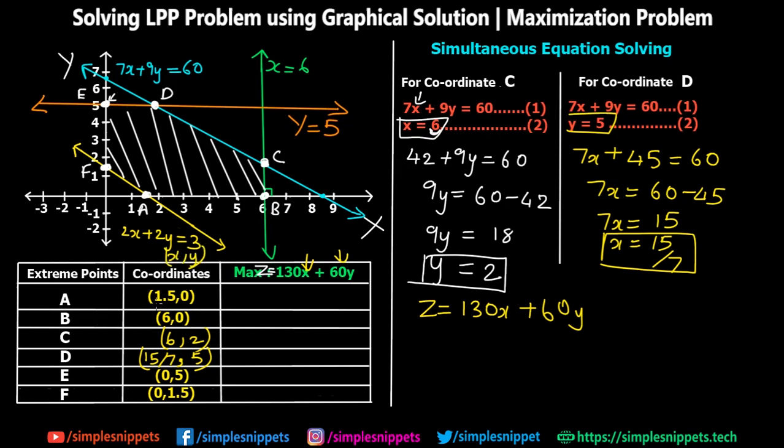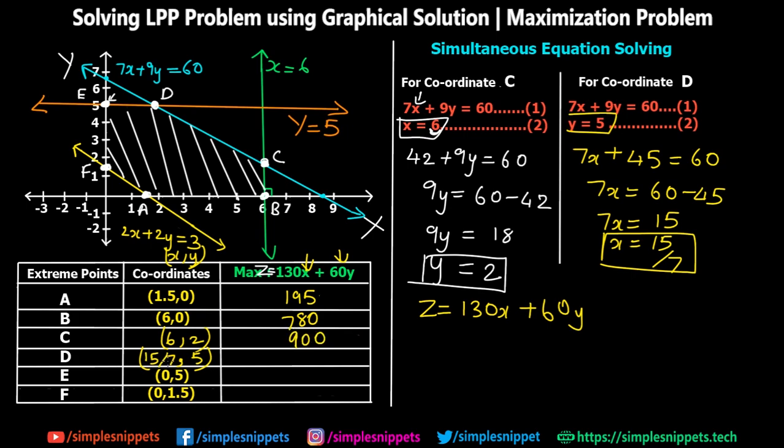Substituting 1.5 and 0 in the equation, 130 into 1.5 will give you 195, plus 60 into y, where y is 0, so we don't need to care about that. So 195 is the actual answer. Similarly, when we substitute 6 and 0, we have 130 into 6, that would give you 780, and 0 into 60 will give you 0. So this part doesn't count. Again, 6 comma 2 is substituted. So we have 130 into 6, which is 780, plus 60 into 2, which is 120. So this ultimately gives us a total of 900. So I'm going to write 900 over here.